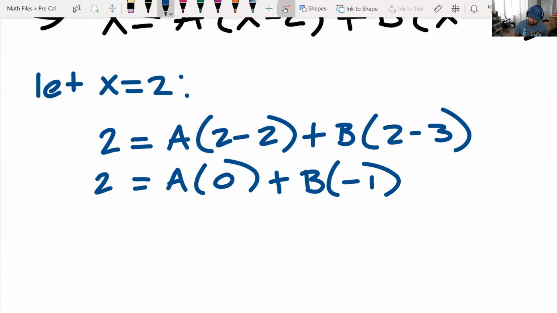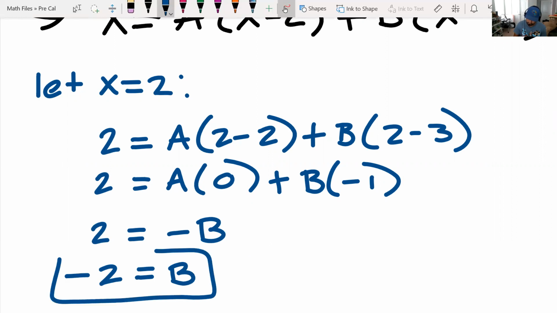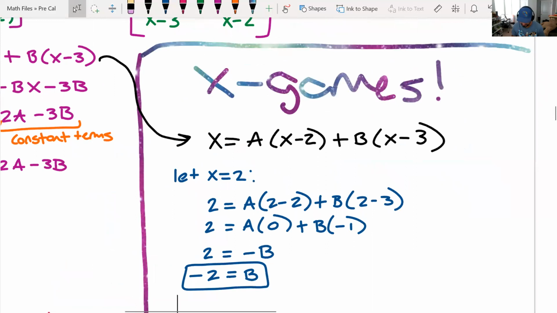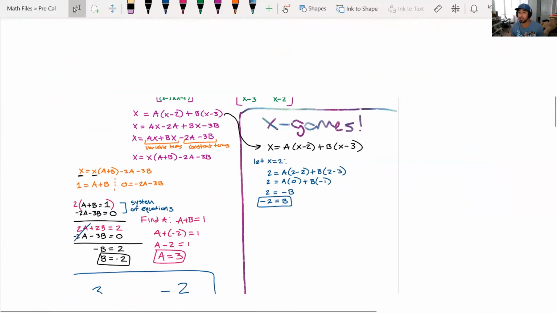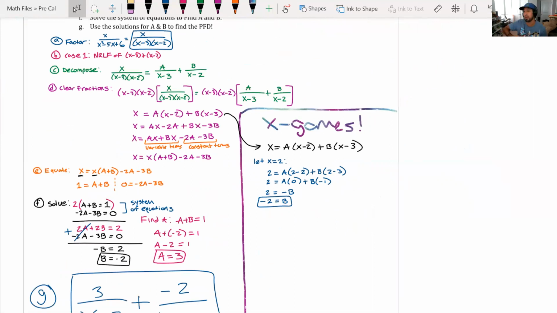And then 2 equals just -b. And guess what? You get b equals -2. Oh my goodness, right? Look at that. We just found -2 in less than all the amount of time we took to find this. b is -2.